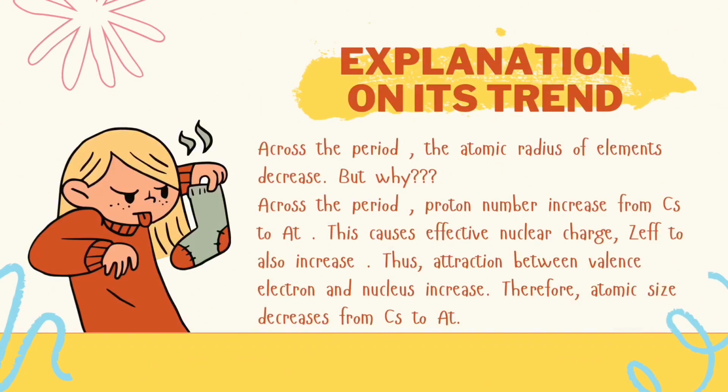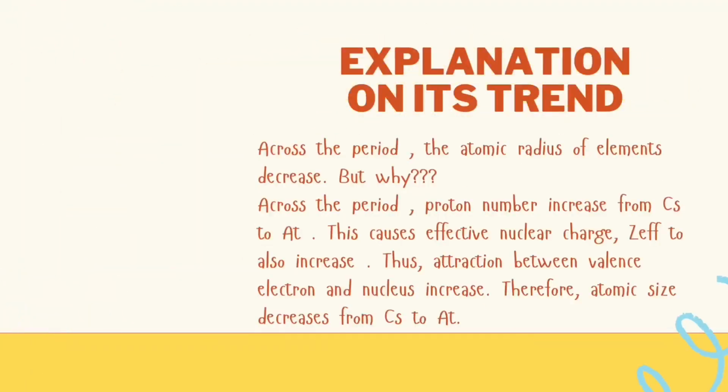For the explanation, across the period, the atomic radius of elements decreases, but why? So, across the period, proton number increases from Cs to astatine, At. This causes effective nuclear charge, Zeff, to also increase. Thus, attraction between valence electron and nucleus also increases. Therefore, the atomic size decreases from Cs to astatine, At.